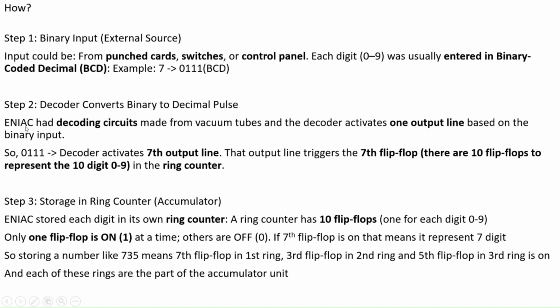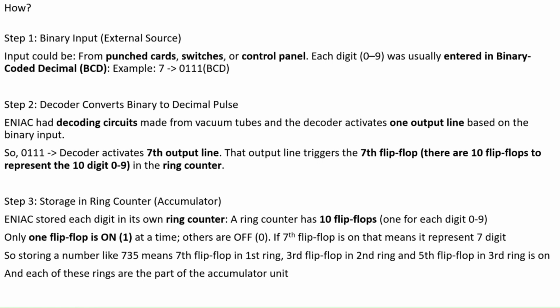Step 2: decoder converts binary to decimal pulse. ENIAC had decoding circuits made from vacuum tubes, and the decoder activates one output line based on the binary input. So for 0111, the decoder activates the 7 output line. That output line triggers the 7th flip-flop. Again, what is a flip-flop? There are 10 flip-flops to represent the digits 0 to 9 in the ring counter. Step 3: storage in ring counter accumulator. ENIAC stores each digit in its own ring counter. Our ring counter has 10 flip-flops, each for digits 0 to 9.